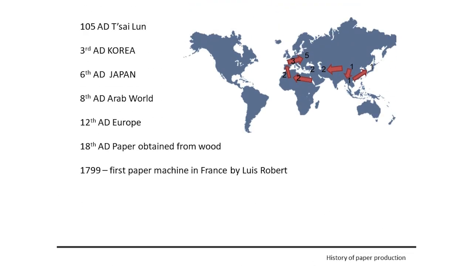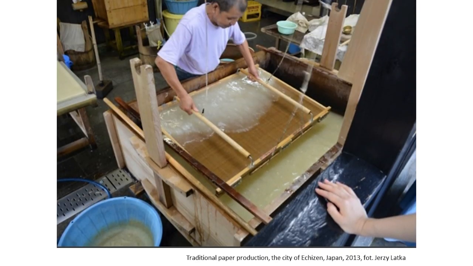Paper was initially not invented, but discovered in China in 105. And from there, it was transferred to Korea, then to Japan, then to the Arabic world, and finally to Europe. The traditional way of making paper, this is a photo I took in the little village of Echizen in Japan. And they produce paper with the same method, the same manner, for 1,500 years. Not the same guy, but the same production spot. What they do is they put the sieve into the slurry where the fibers are, and they shake it in one direction, the other direction, and finally they put it aside.